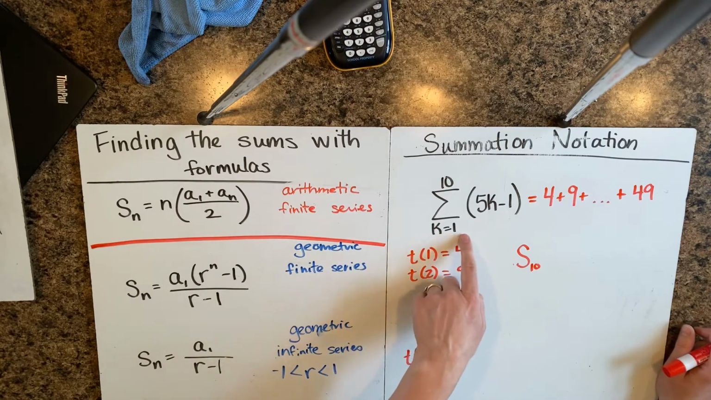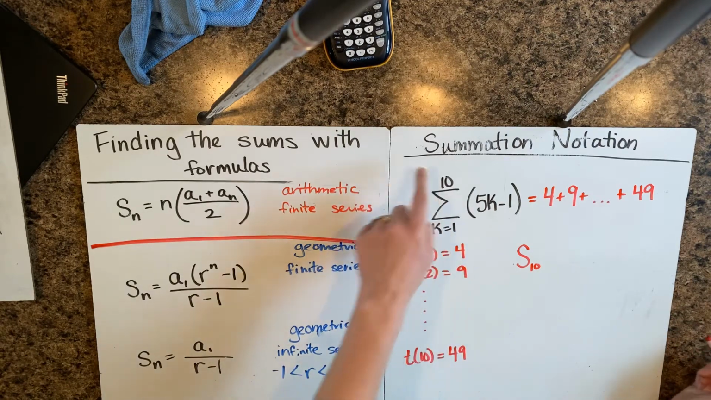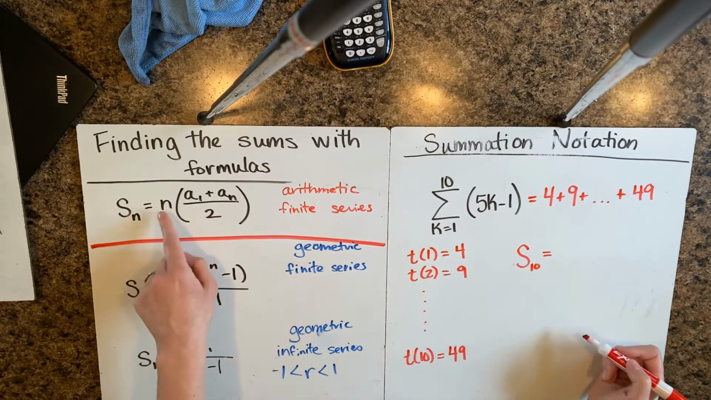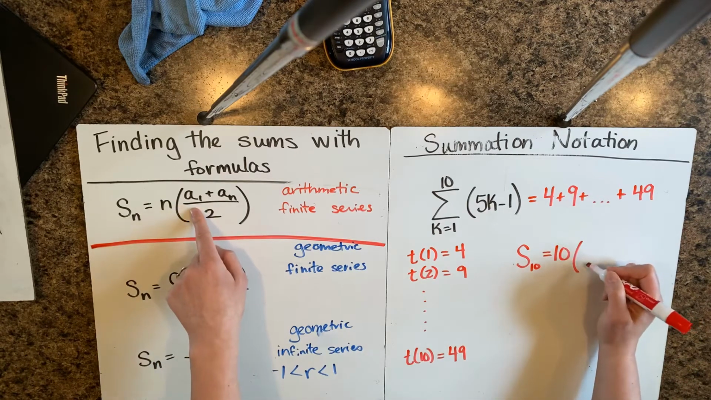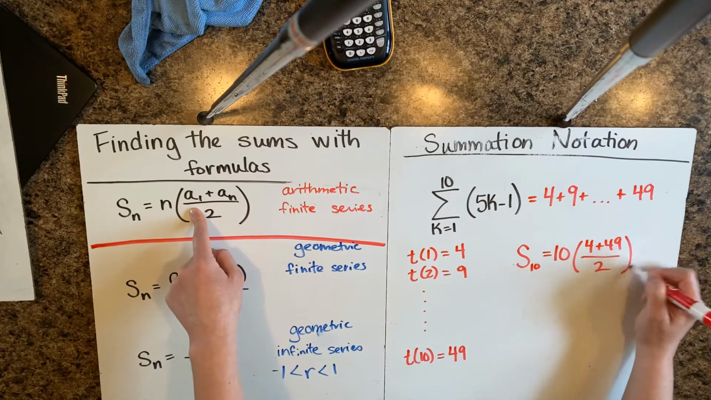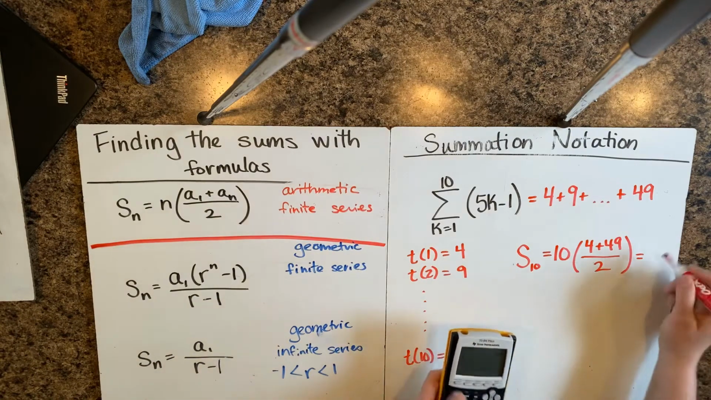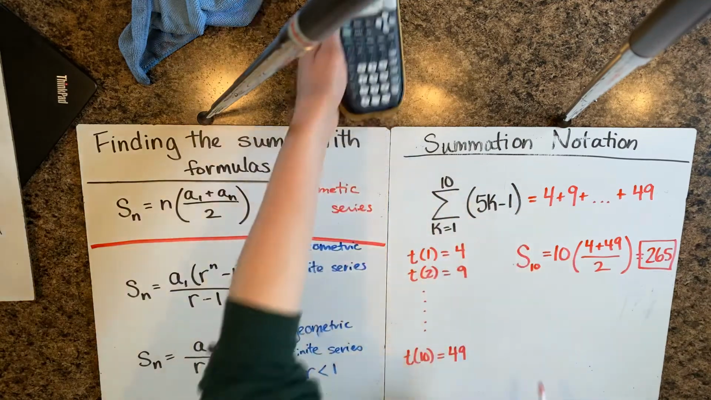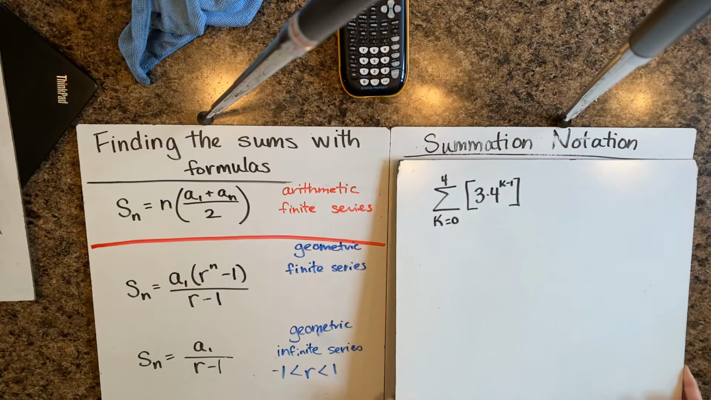Anytime this bottom number is a 1, it makes your life really easy because this number is telling you how many terms there are, okay? In the next example, we'll talk about what if that's not equal to 1. So, n, number of terms, we just said is 10. The first term plus the last term divided by 2. And when we do that, let's see, 5 times 53, we get 265 is the sum of this series represented by summation notation. Okay?